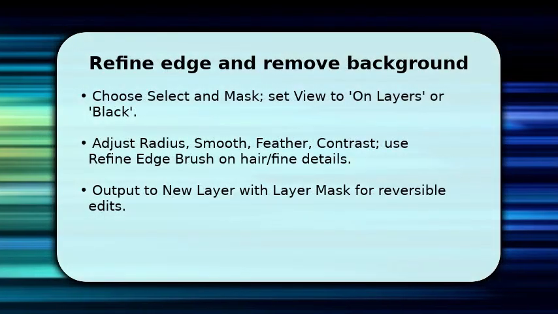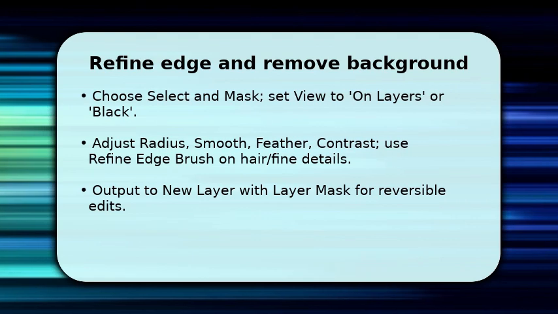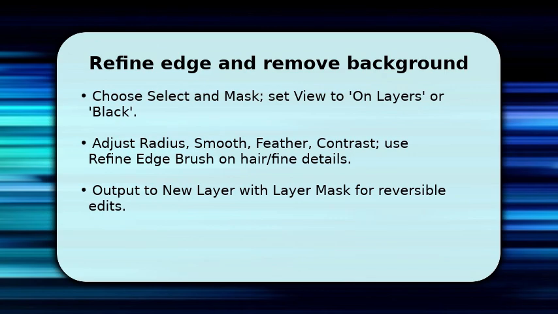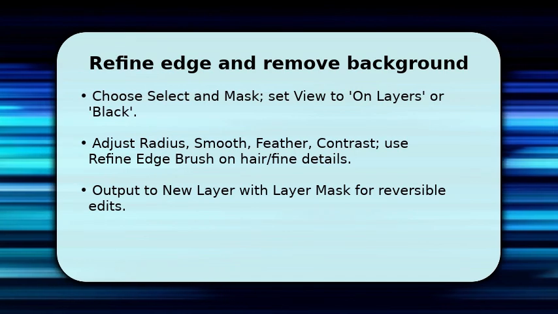Now refine the cutout so the ID subject looks natural against a new background. Open Select and Mask and pick a helpful view mode. On Layers or Black reveals stray pixels. Increase radius slightly and use the Refine Edge brush to capture hair or fine contours, then tweak Smooth and Feather to remove jagged edges. Output to a new layer with Layer Mask so you can non-destructively erase or restore areas. This step controls the how and why of a believable composite.